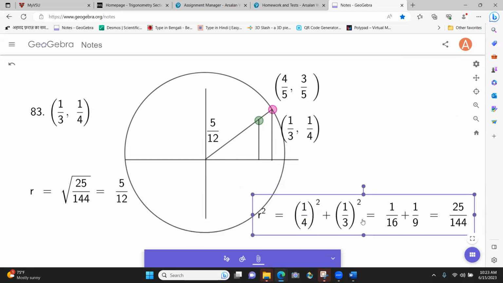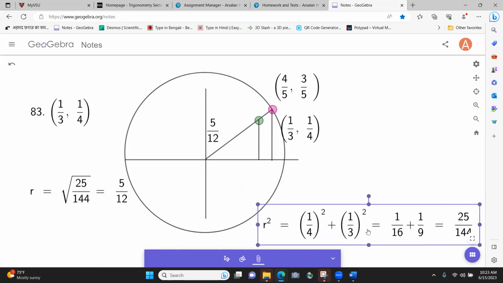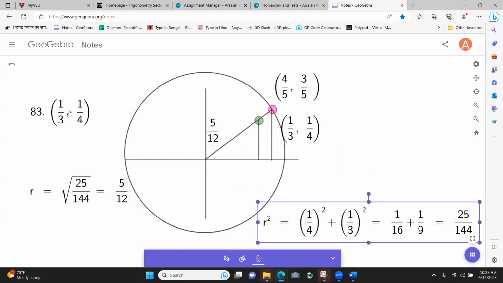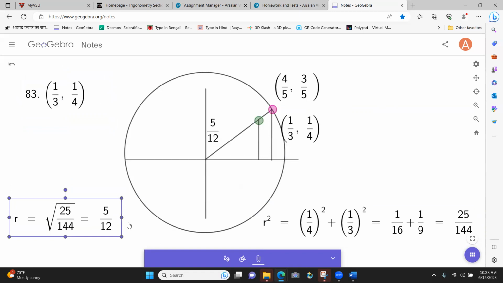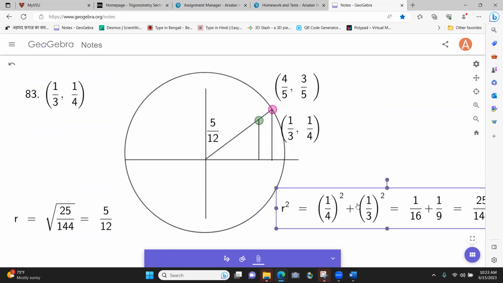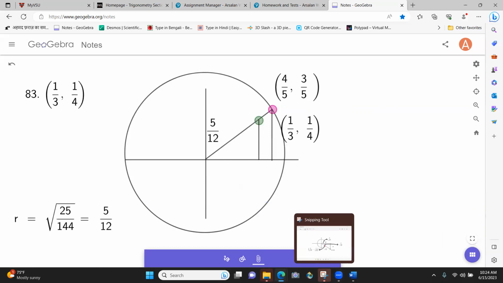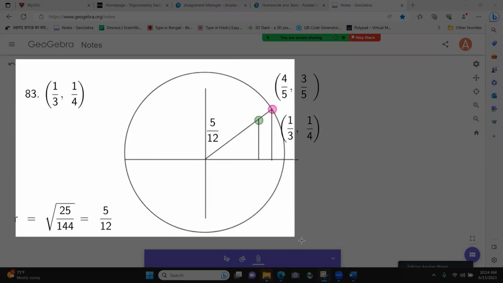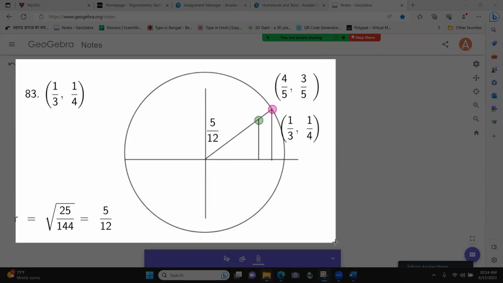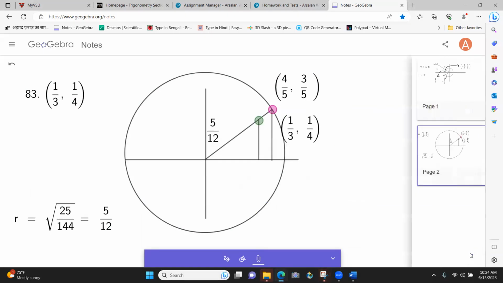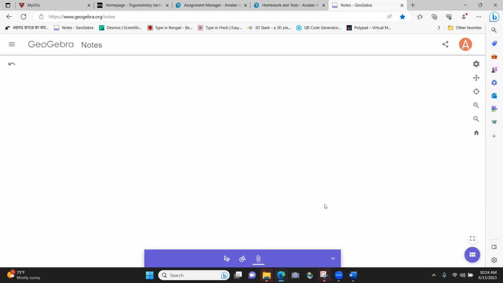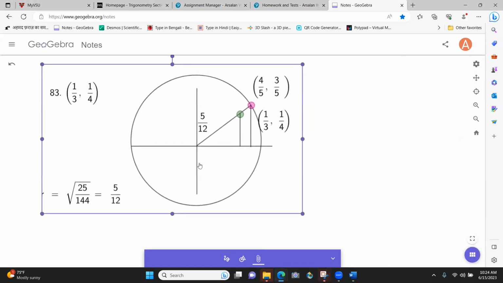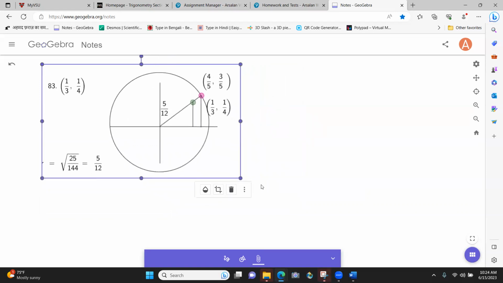Okay, so let's see. I want this picture to be on the other page. Let's see how I can do it. If you don't mind, I'm going to get rid of this. Let's bring this guy to the next page and do some math. Don't worry about the value of R. We don't need it anymore. Now I know the pink dot is on the unit circle. I know it. And I'm going to just do some math.